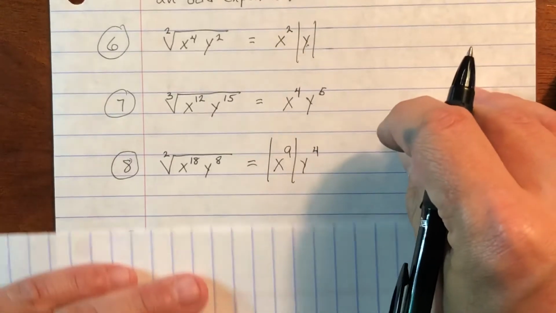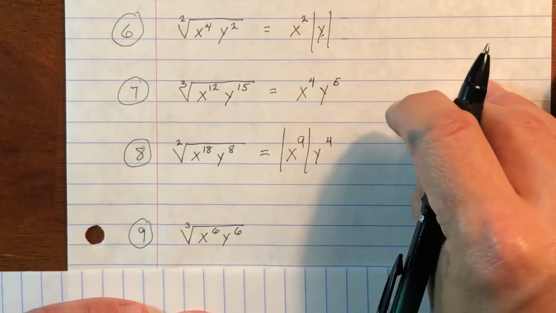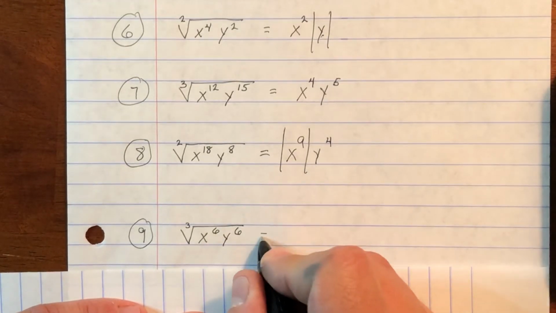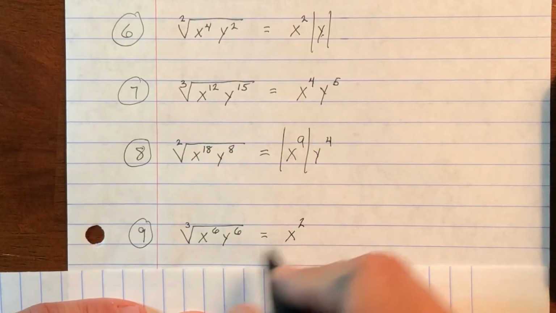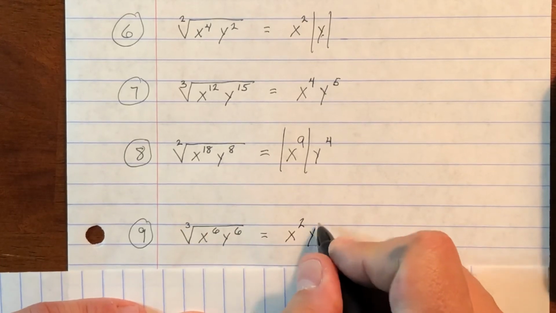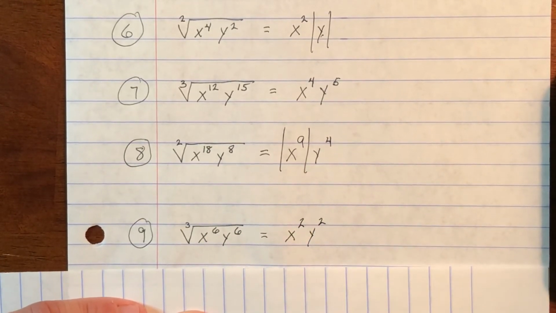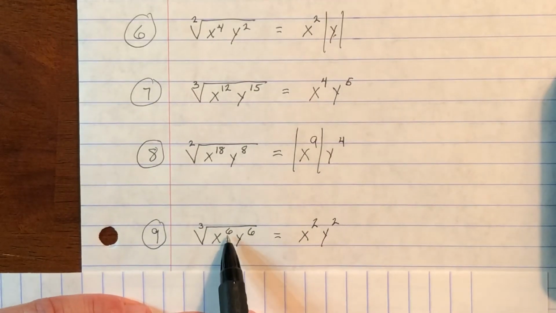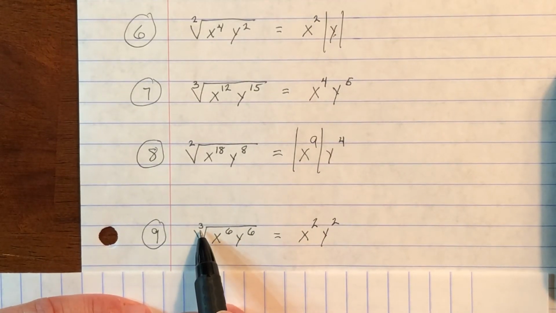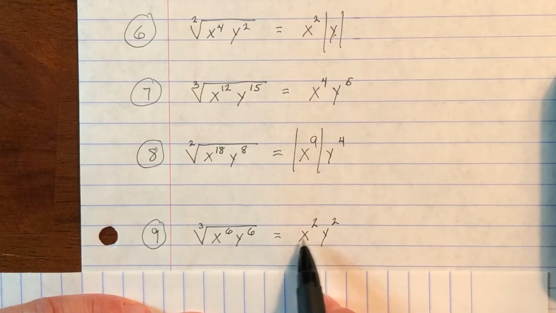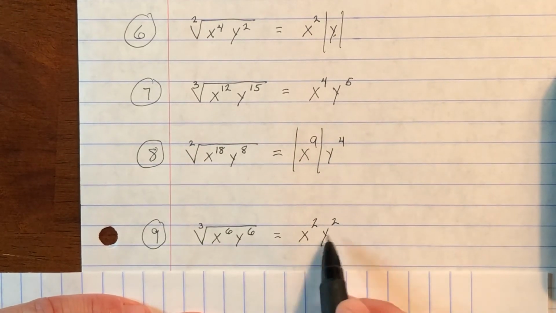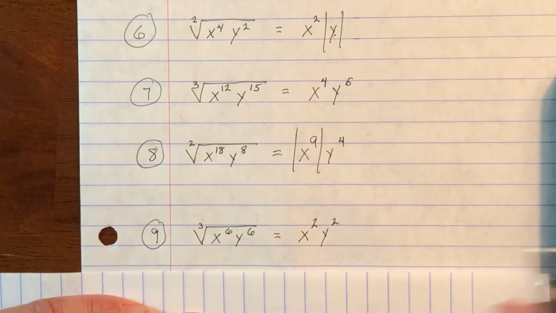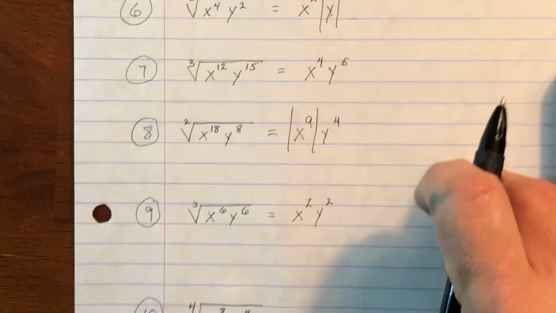Just a couple more. How about this one? 6 divided by 3 is 2. 6 divided by 3 is 2. Do either of those need absolute value symbols? Well, you need absolute value symbols when the exponent and the roots are even. Well, in this case, that's true. The exponent and the root, wait a minute, that's not even, that's odd. No, again, just like number 7 up there, we don't need to worry about it because the root is odd, so you don't have to do either of those.